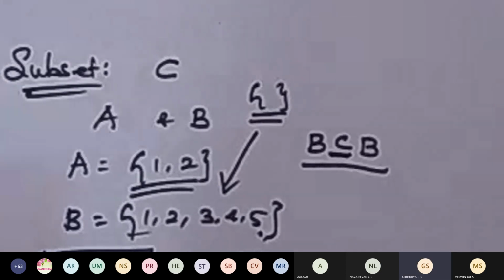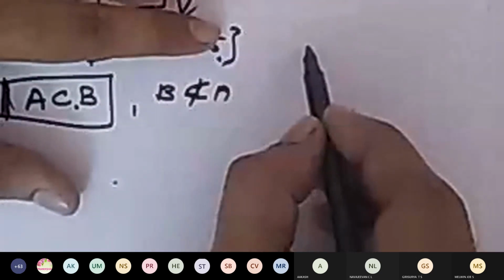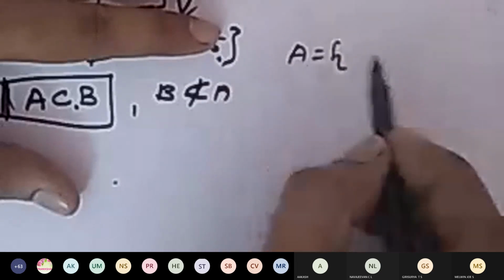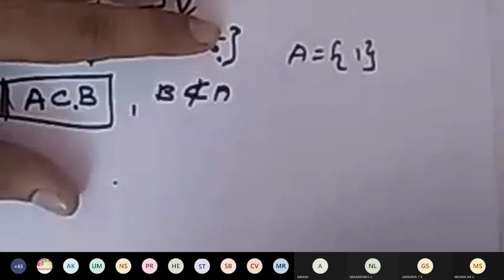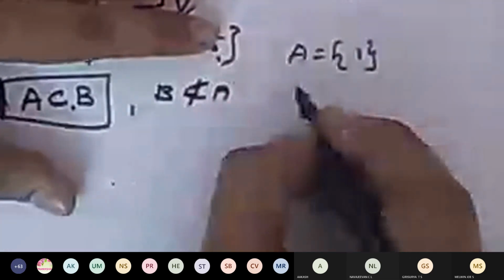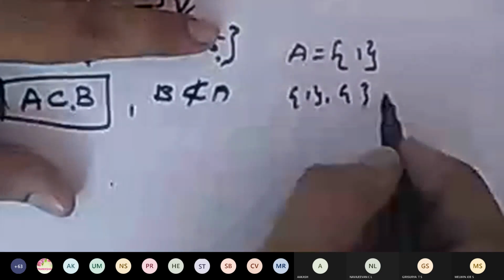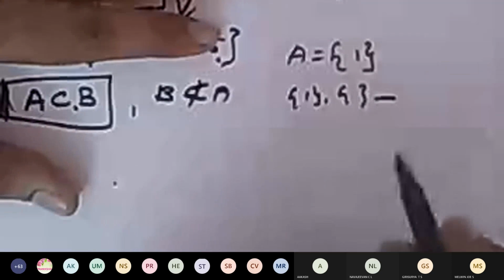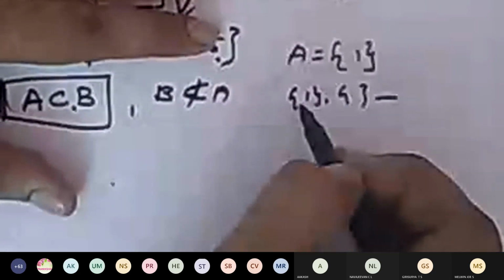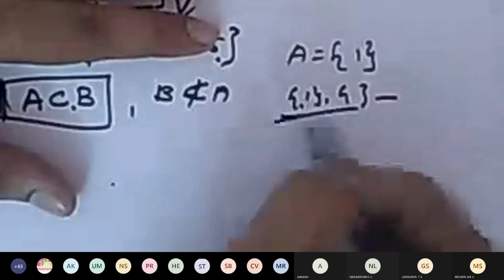And one more important piece of information. Now I'm going to find the total number of possible subsets. For example, set A has only one element. How many subsets can we write for this A? Subsets of A: 1 and the empty set. Because I told you the empty set is a subset of all sets. 1 is the first subset and the empty set is the second subset. How many subsets are there for A?